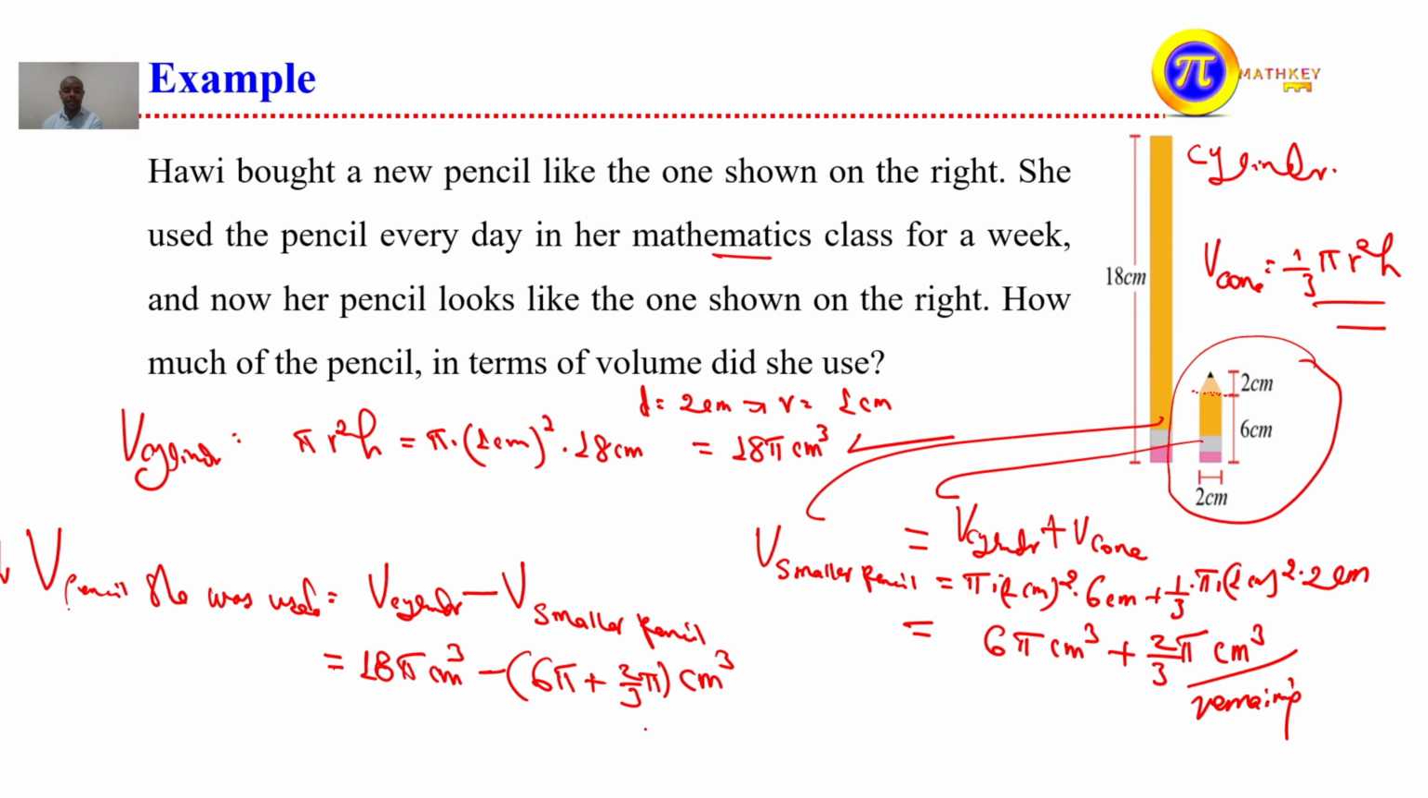So 18 pi minus 6 pi is what? That is 12 pi. If this is 12 pi minus what? This is 2/3 pi cubic centimeter.